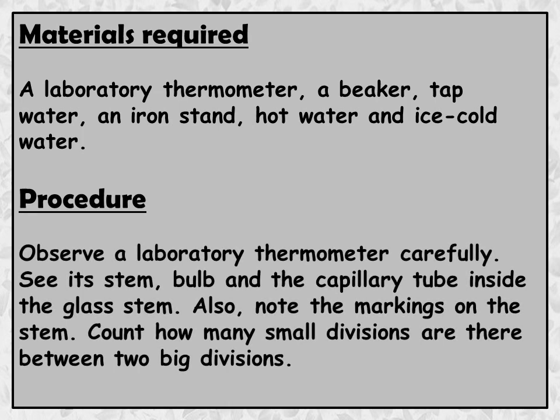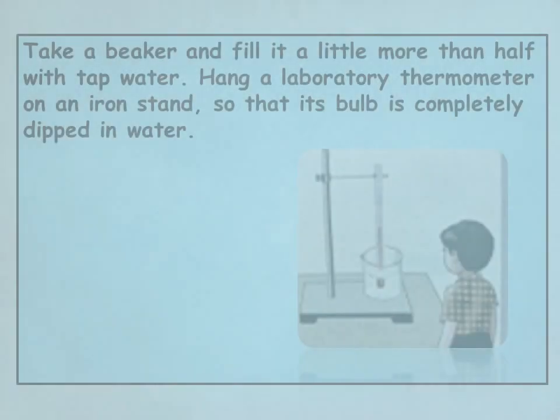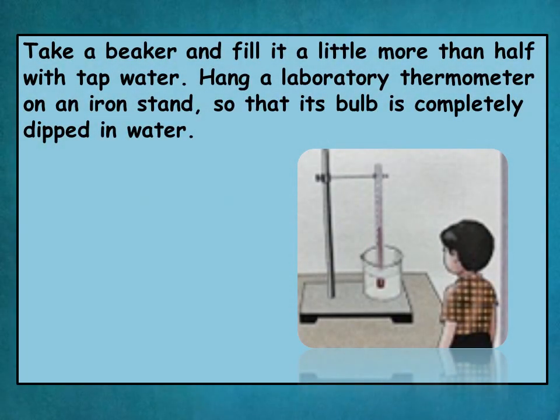Observe a laboratory thermometer carefully. See its stem, bulb, and the capillary tube inside the glass stem. Also note the markings on the stem. Count how many small divisions are there between two big divisions. Take a beaker and fill it a little more than half with tap water. Hang a laboratory thermometer on an iron stand so that its bulb is completely dipped in water as shown in the figure.